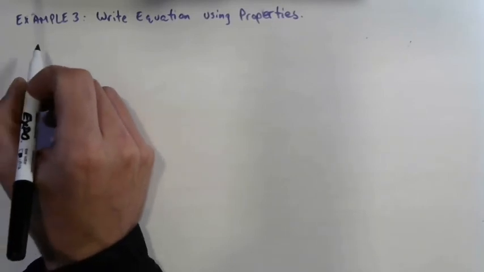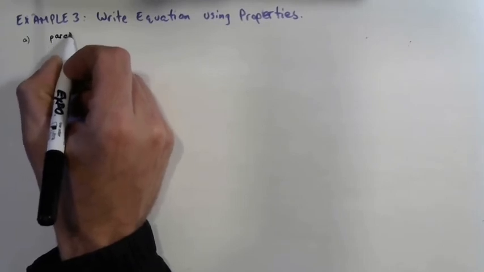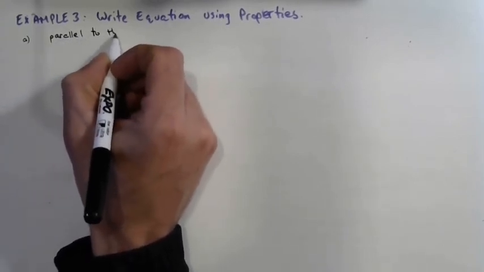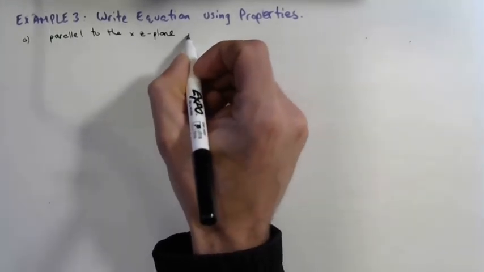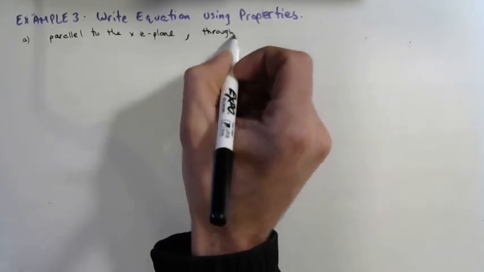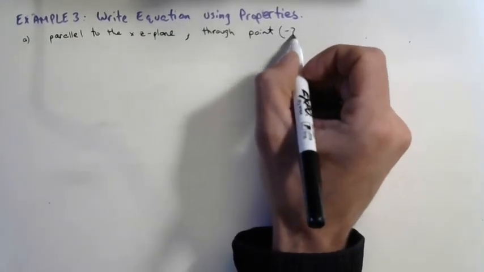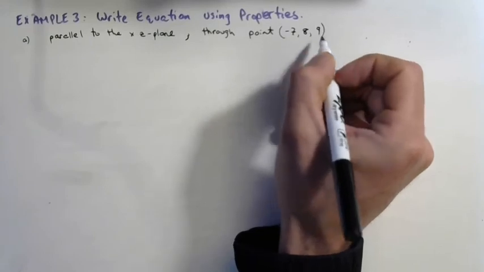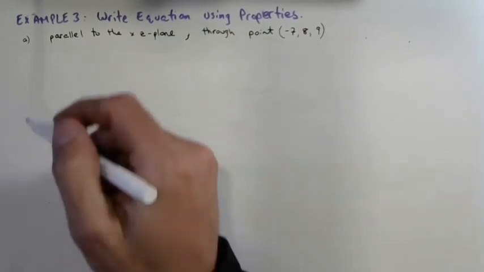So in A, we're told that we have a plane that is parallel to the xz plane through the point (-7, 8, 9). All right, well, the xz plane has a normal vector. Let's think about normal vectors, right? If we're thinking about our xz plane, maybe I can just draw something out for us here.